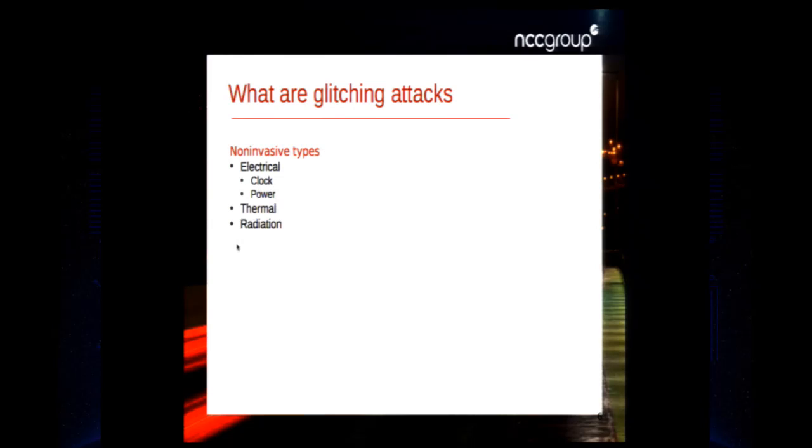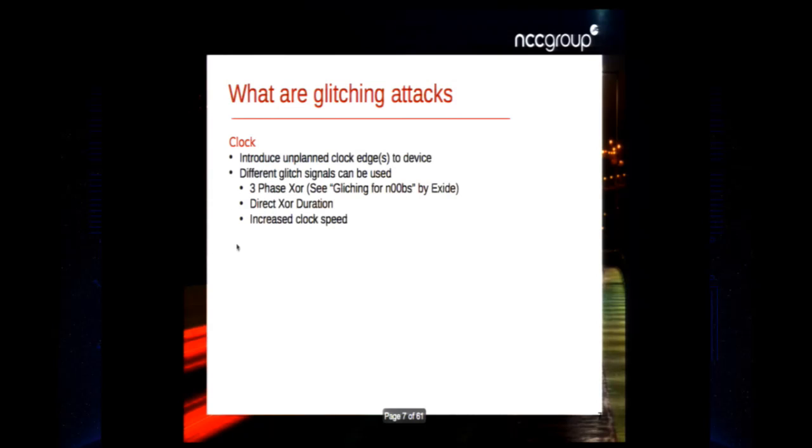So with non-invasive types of attacks, we can do electrical glitching attacks, thermal or radiation attacks, and the scope of this talk is only going to really cover the electrical attacks, which include the clock and power glitching variants. So with a clock glitching attack, we introduce unplanned clock edges into the target IC, and we can use different types of glitch signals when we are doing this type of attack.